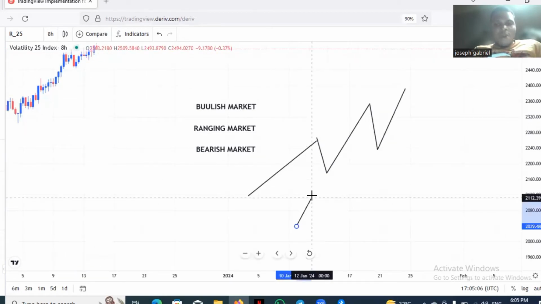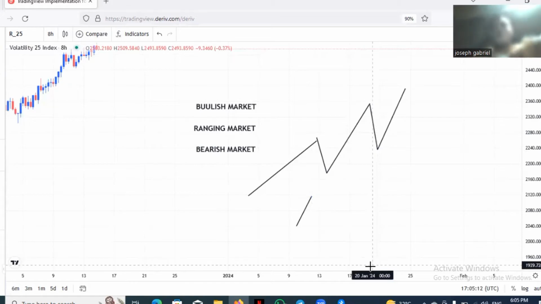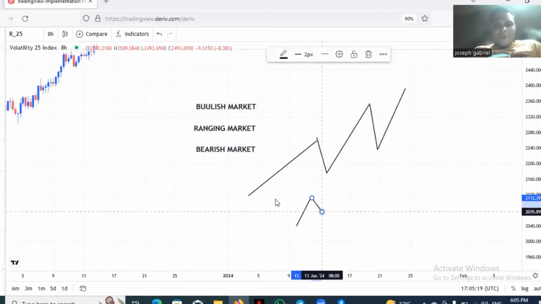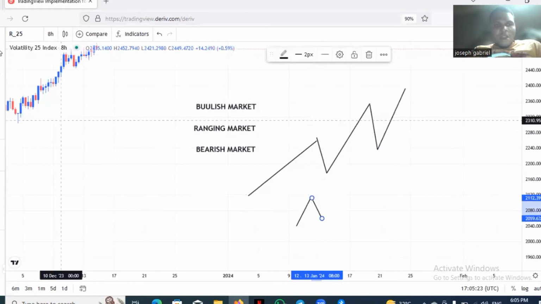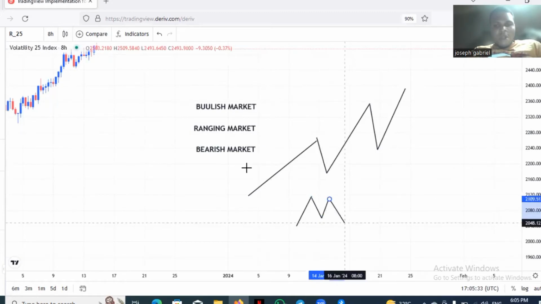Then when I see something going on like this in the market here, I can easily tell that the market is ranging. When I see the market doing something like this, I can tell that the market is ranging. So for those of you that don't understand a ranging market, when I see something like this, I can tell this market is ranging.